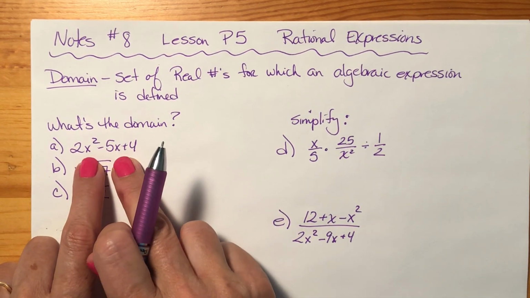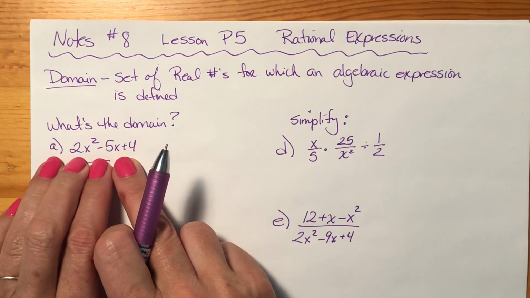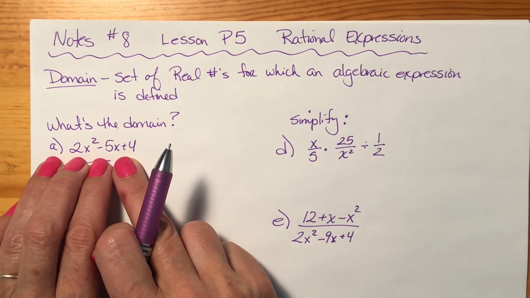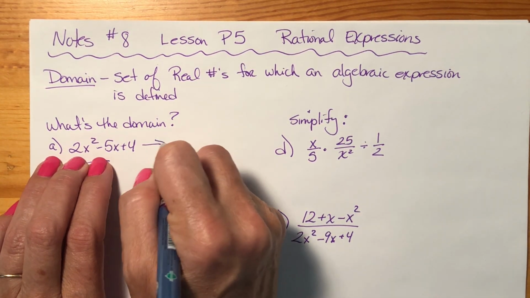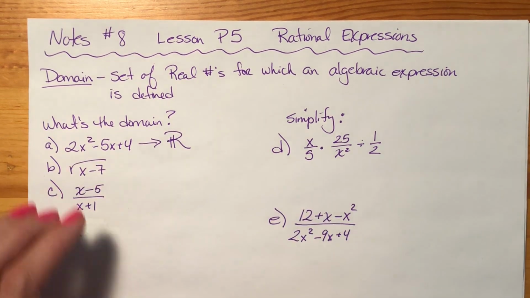First thing I have here is just a regular old-fashioned polynomial. And do I have any restrictions on what I can put in for it? No, absolutely nothing. So I would say my domain here is the set of all reals, okay?